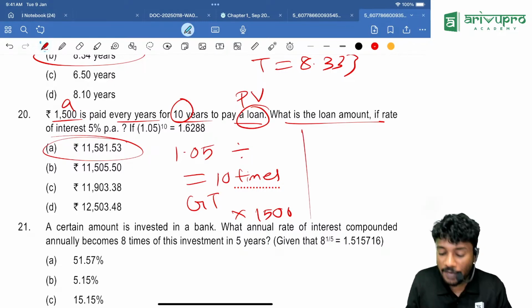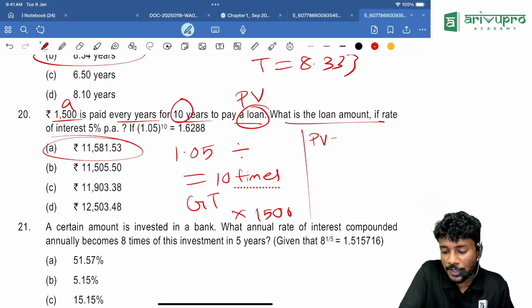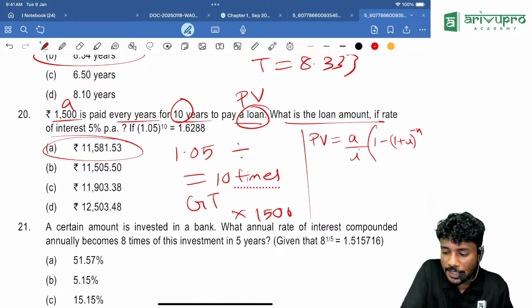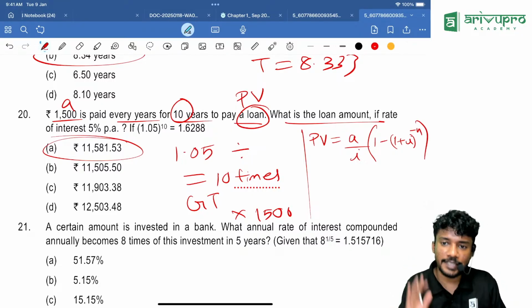Or if you do not have the GT method, you can use PV is equal to A by I into 1 minus (1 plus I) the whole power minus n. This formula you can use, you will get the same answer.